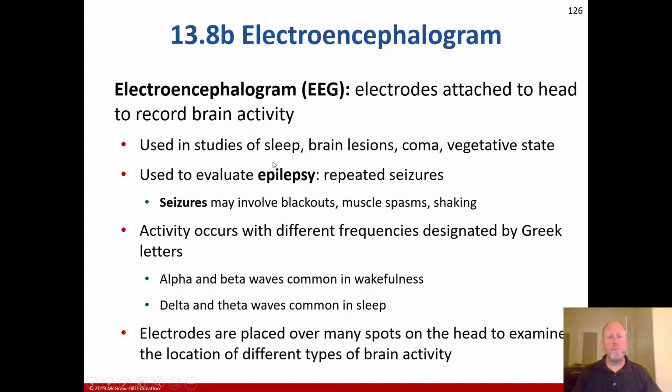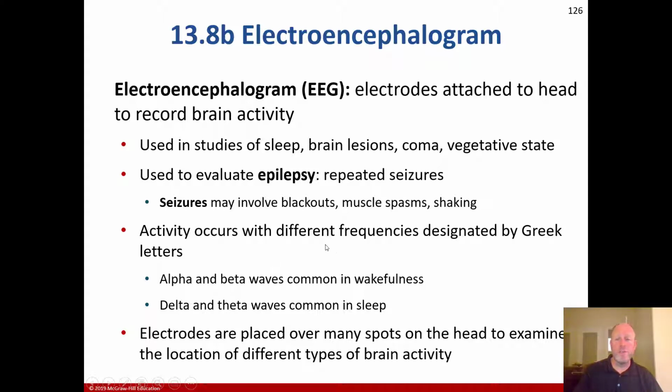The electroencephalogram, EEG, electrodes are attached to the head to record brain activity. They're used in studies of sleep, brain lesions, coma, vegetative state. They're used to evaluate epilepsy or repeated seizures. Seizures may involve blackouts, muscle spasms, and shaking.